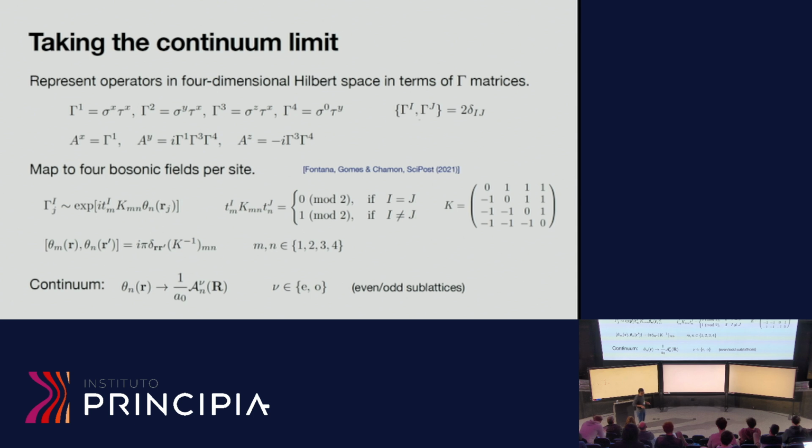And here it's important that actually when I go to the continuum, I have to keep this label. We're working on the honeycomb lattice that has 2 sublattices, so I have to keep this sublattice index nu. I'm just going to call it even and odd sublattices. So for every unit cell, there are actually 2 of these fields. And a0 here is just the lattice spacing. We're going to need this microscopic length scale.